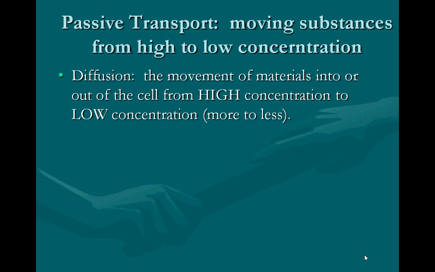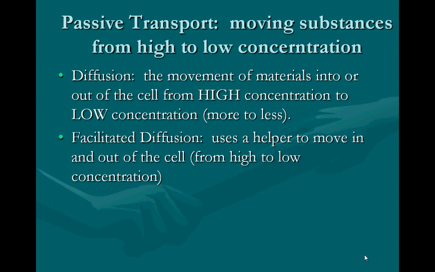One kind is called diffusion, and that's when substances move into or out of the cell from high concentrations to low concentrations, from more to less. Sometimes, if the molecule is too big to get in or out of the cell, there's a helper, a protein that can help, and that's called facilitated diffusion. To facilitate means to help something. The third kind is the diffusion of water, and that is called osmosis. That's water movement from high concentrations to low.